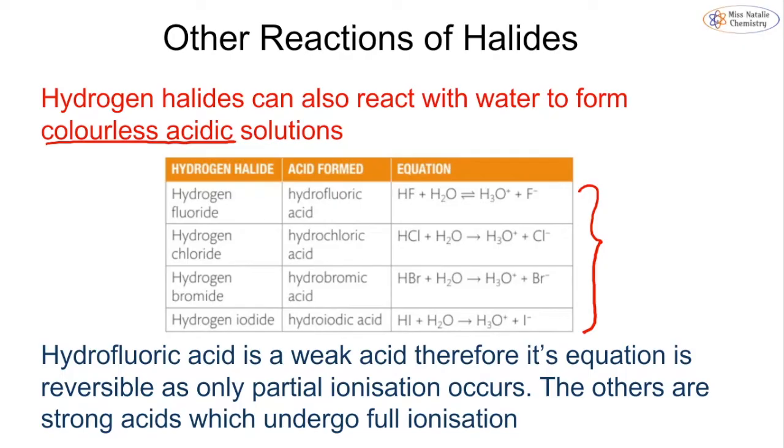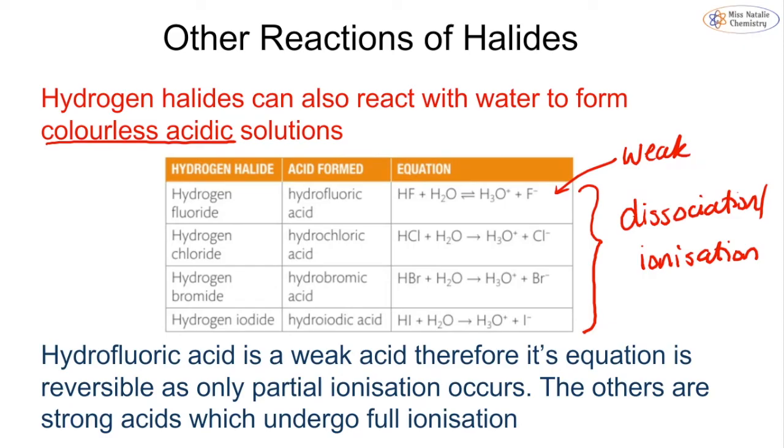Now, hydrofluoric acid is a weak acid, so it only undergoes a partial ionization or dissociation. You may see it written out as dissociation or ionization. And this simply means splitting up the acid into its different ions. And they will always be H3O+, which is known as the hydroxonium ion. And it will always form that plus the halide.